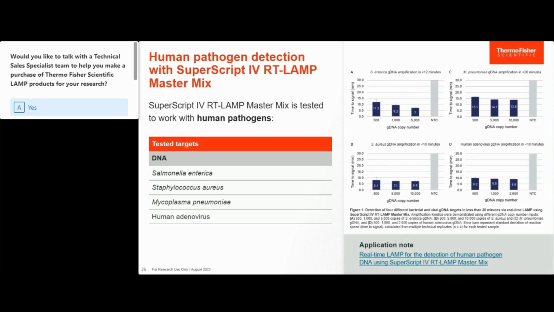If you want to read more about the experiment, we recommend reading the application note that is called Real-Time LAMP for the Detection of Human Pathogen DNA using SuperScript IV RT-LAMP master mix.